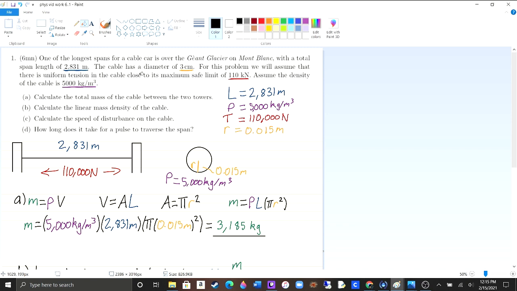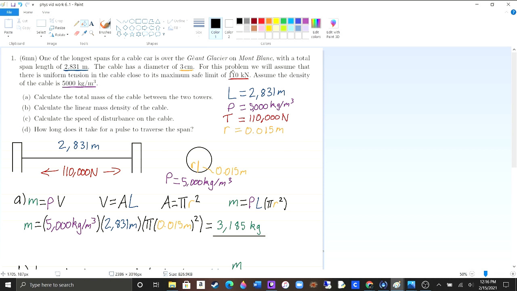So one of the longest spans for a cable car is Giant Glacier on Mont Blanc. Definitely did not say that right. With a total span length of 2,831 meters. The cable has a diameter of 3 centimeters.